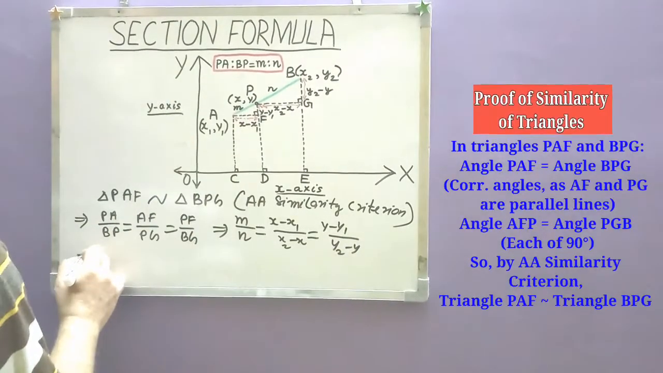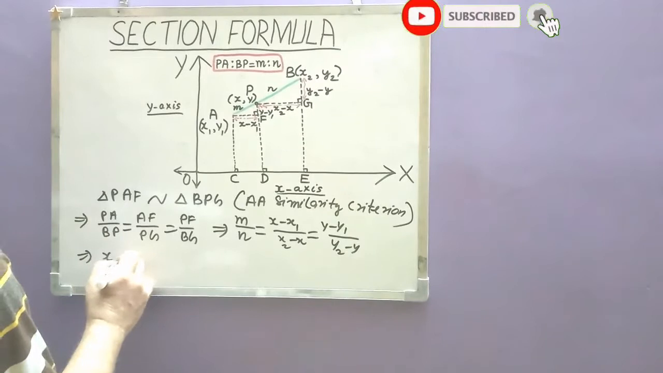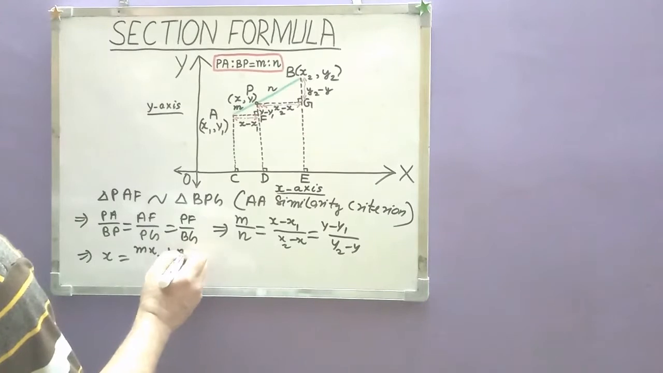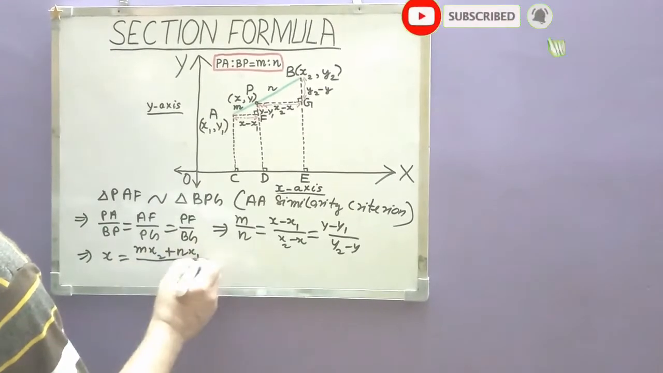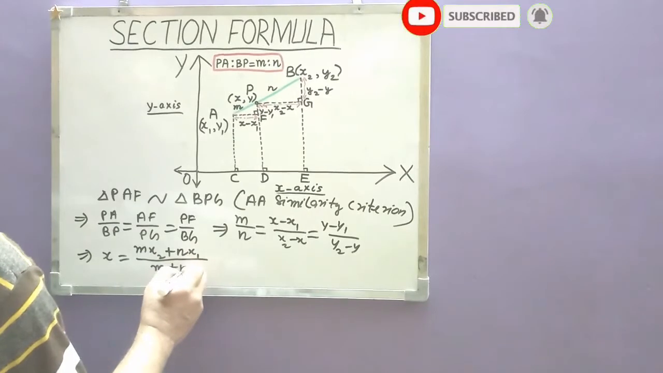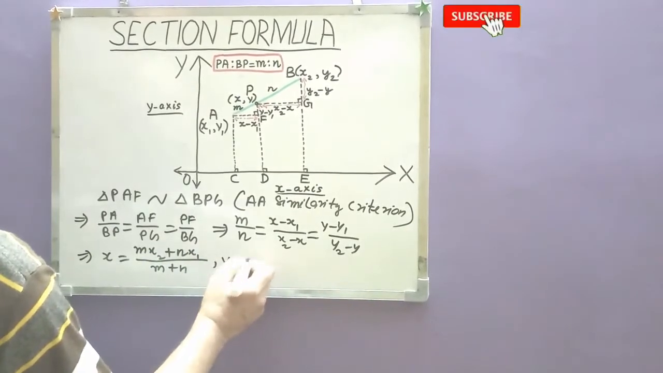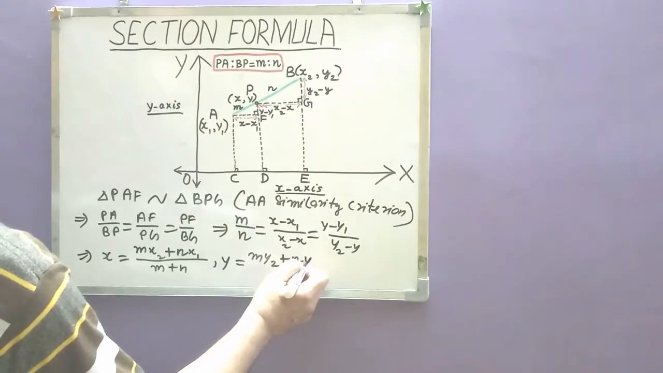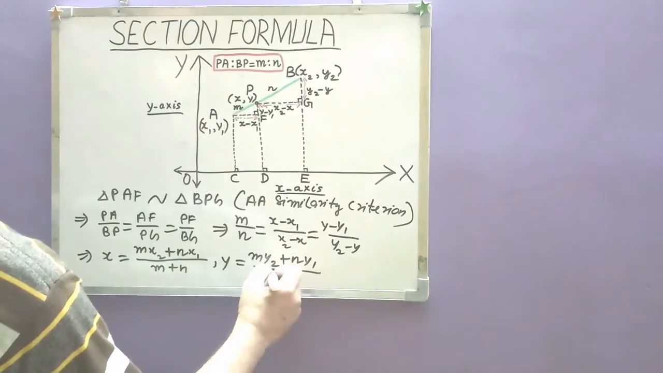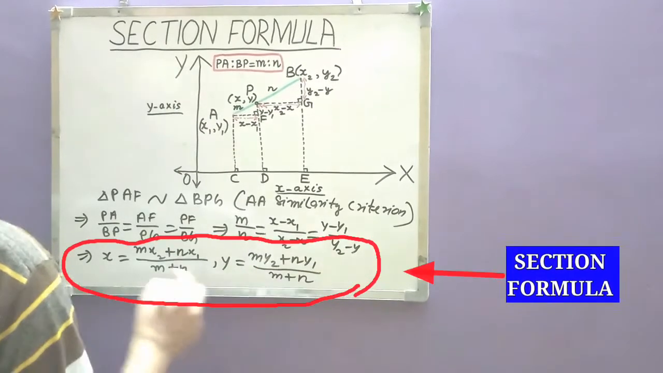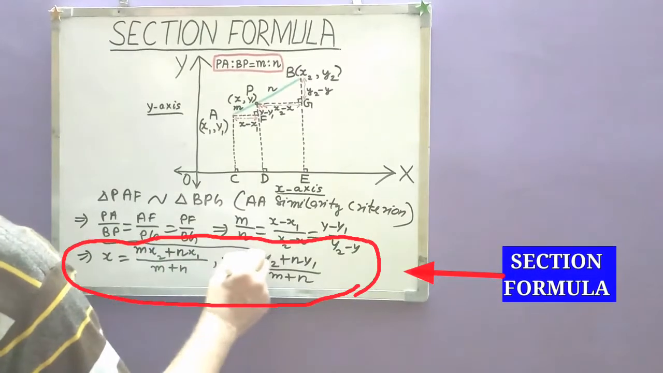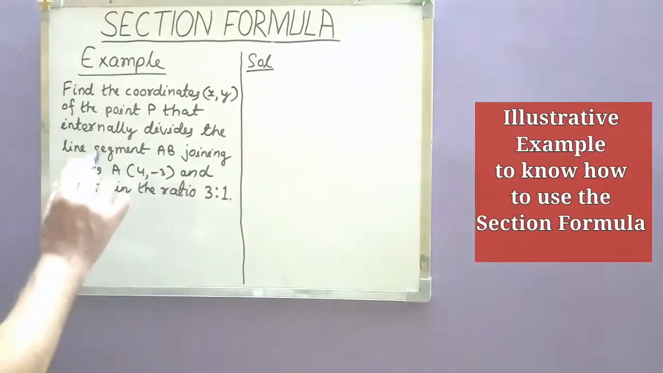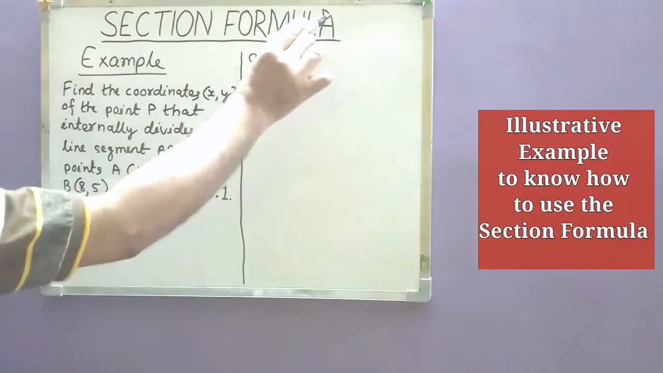On solving, we get x equal to mx2 plus nx1 upon m plus n and y equal to my2 plus ny1 upon m plus n. This is the section formula to find the coordinates x, y of the point P that divides the line segment AB in the ratio m:n. Now let's consider an example to know how to use this formula.